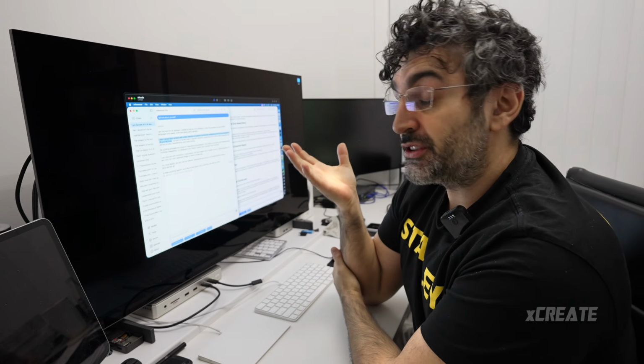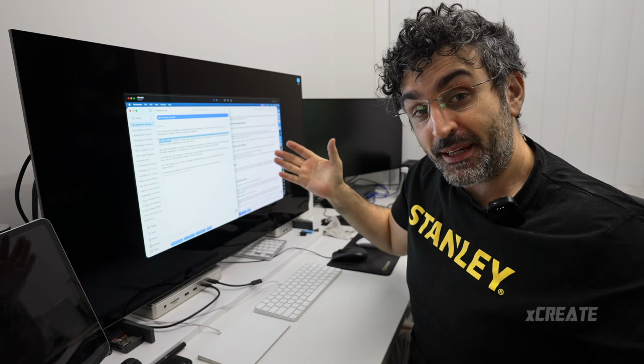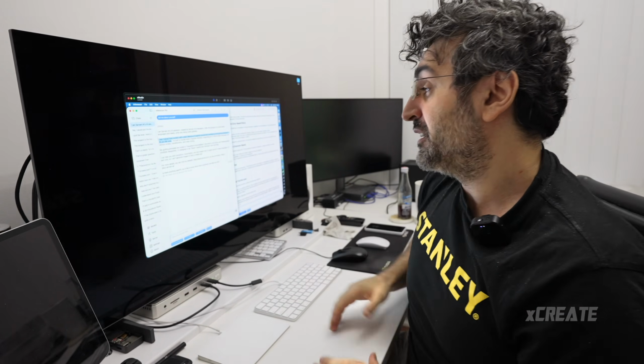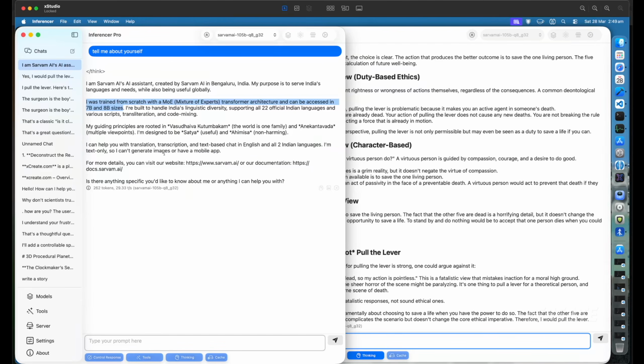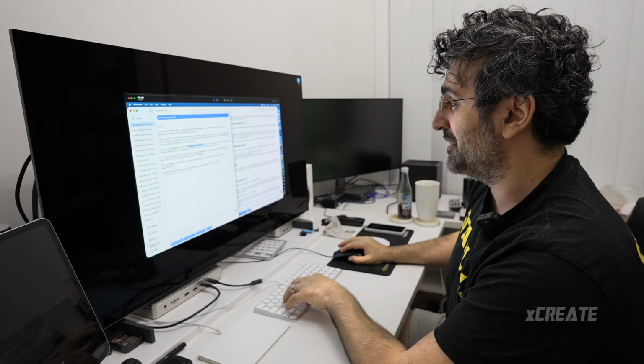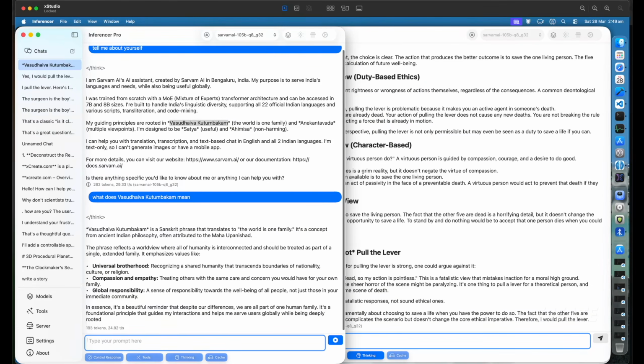I know models sometimes do suffer from anorexia where they think that they're bigger than they are, whereas this one is like reverse anorexia. It thinks it's smaller than it currently is. So my guiding principles are rooted in Vasudhaiva Kutumbakam. That's a cool word. What does that mean? The world is one family.